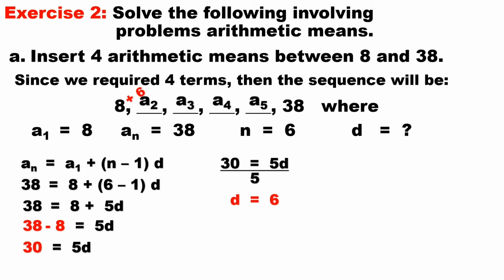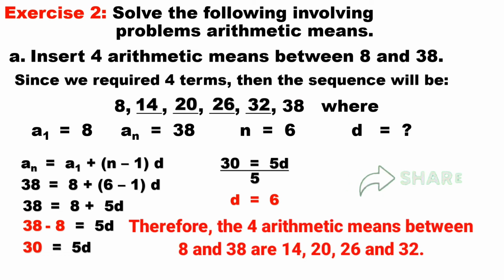Let's proceed. 8 plus 6 is 14. 14 plus 6 is 20. 20 plus 6 is 26. 26 plus 6 is 32. And 32 plus 6 is 38. Therefore, the 4 arithmetic means between 8 and 38 are 14, 20, 26, and 32.